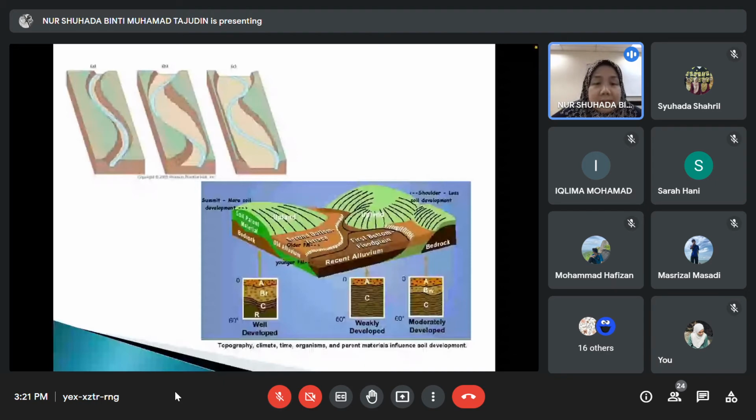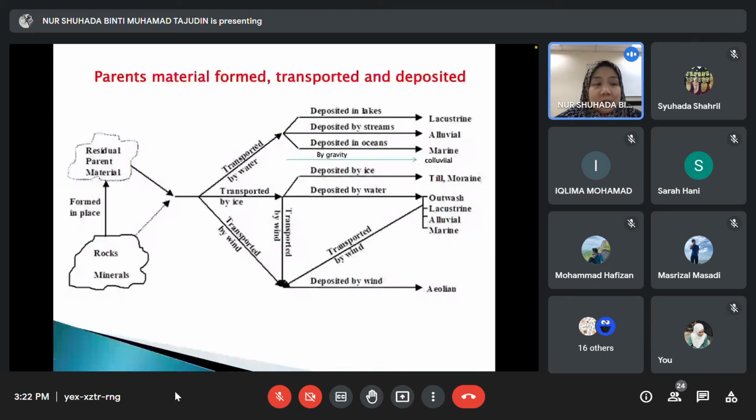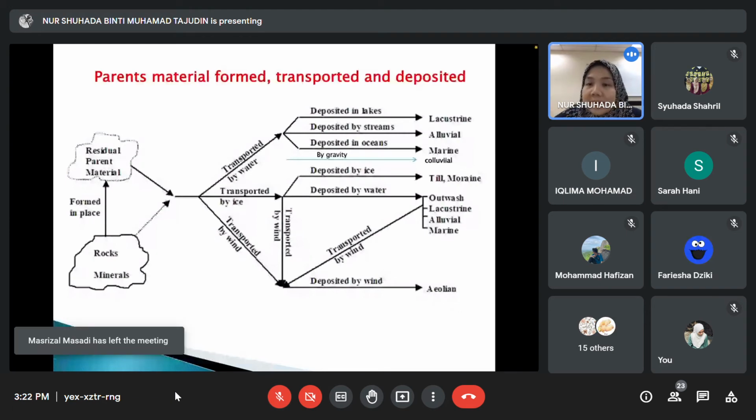Okay, so faham? We have 2 types, residual and transported. From what you can see nowadays yang dekat bawah-bawah ni, this is transported. So what is transported? We have a few. First, transported by water. Of course, maksudnya tanah tu dibawa oleh water. The soils are being transported by water movement. Number 2 is transported by ice, which is by ice and water. Then transported by wind, meaning that it is by wind. So the end product is here.